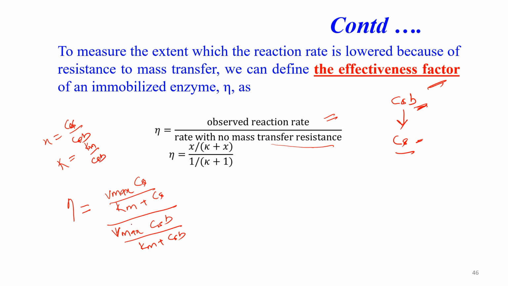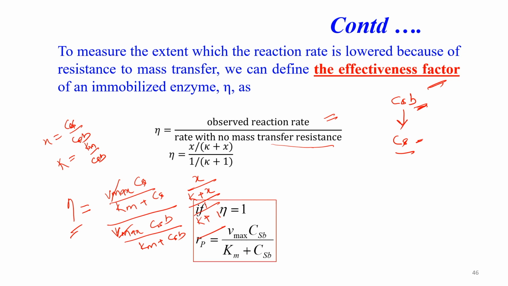So, you divide by Vmax, which cancels out here, and you divide by the Csb. So, this becomes x upon kappa plus x, divided by 1 upon kappa plus 1. So, in this way we can calculate the effectiveness factor, and if the effectiveness factor is 1, then Cs will be equal to Csb. So, the rate will be Vmax Csb upon Km plus Csb.